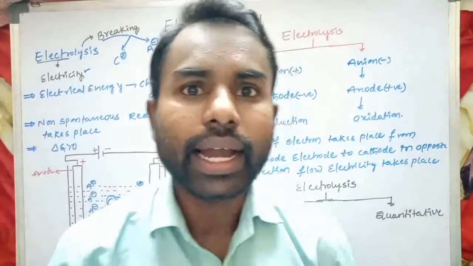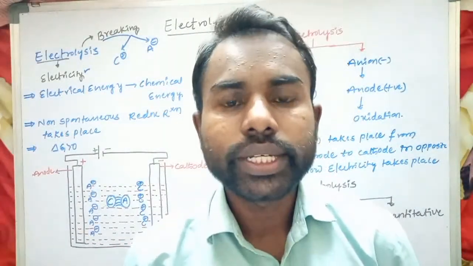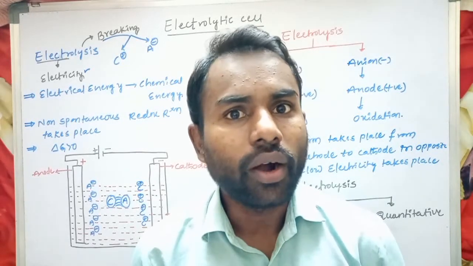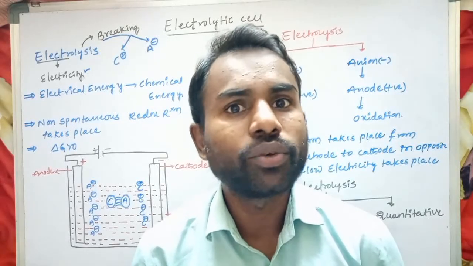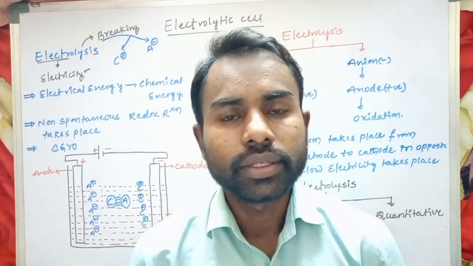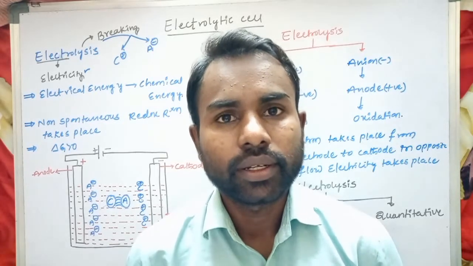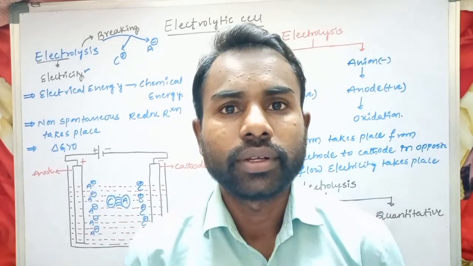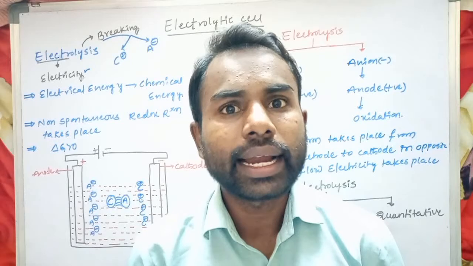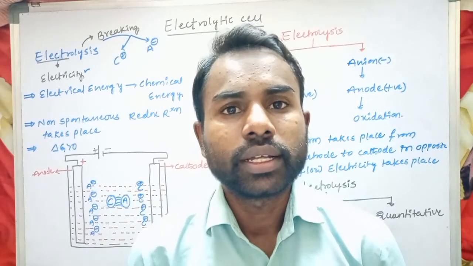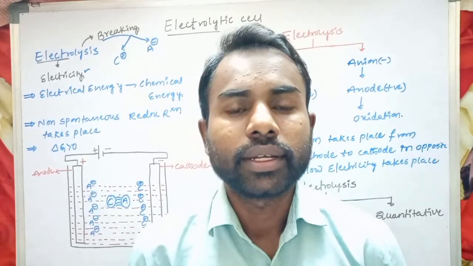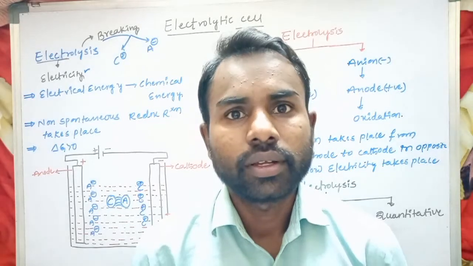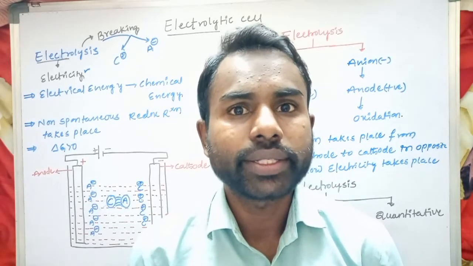These cations and anions undergo oxidation and reduction in the electrolytic cell. This reaction we call a redox reaction. And this redox reaction does not take place by itself. By passing electrical current through the electrolytic solution, the redox reaction takes place. So we call this a non-spontaneous redox reaction.